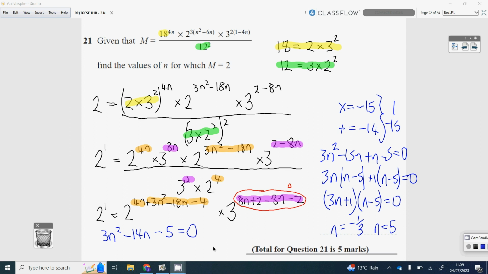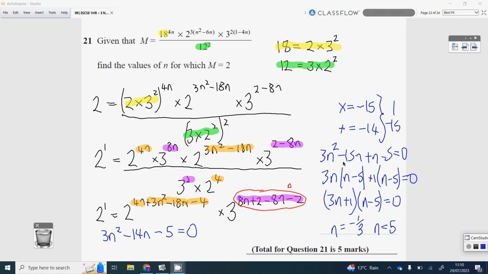Okay, so what two magic numbers multiply to be 3 times minus 5, which is minus 15, but add to be minus 14? That's 1 and minus 15. So split this minus 14n into being 1n and minus 15n. Doesn't matter which way around. So I've just replaced the minus 14n with minus 15n plus n.